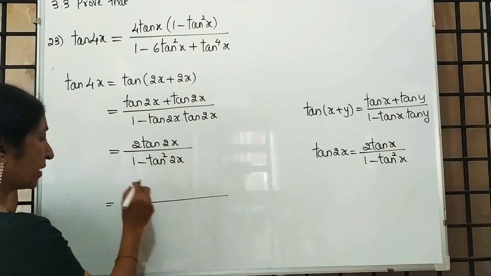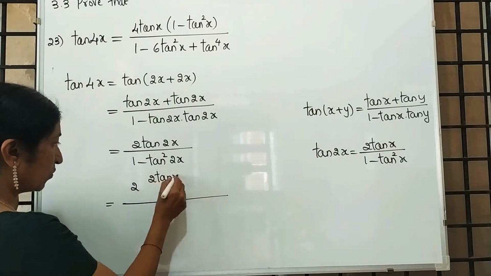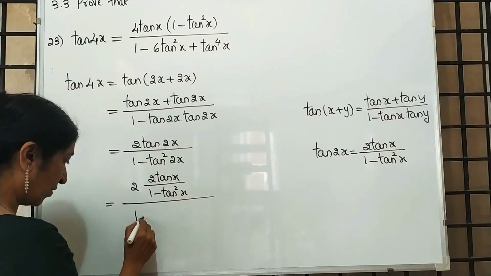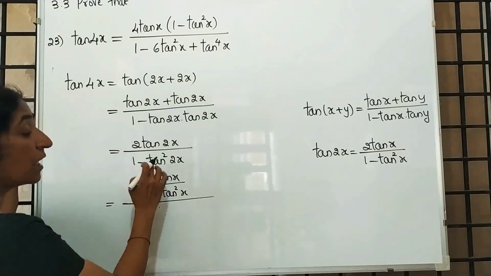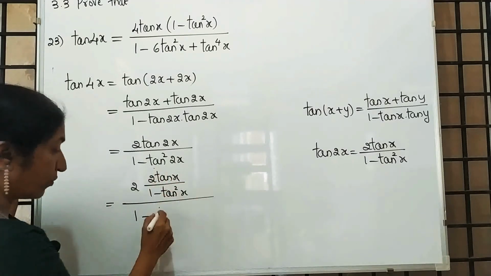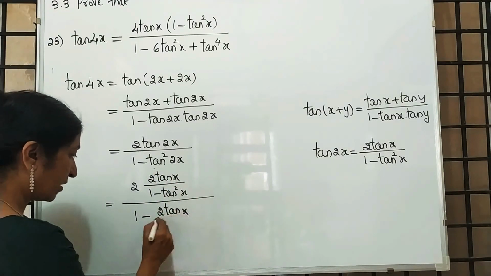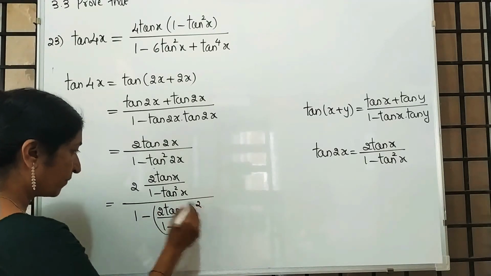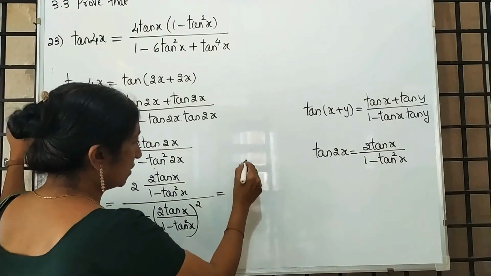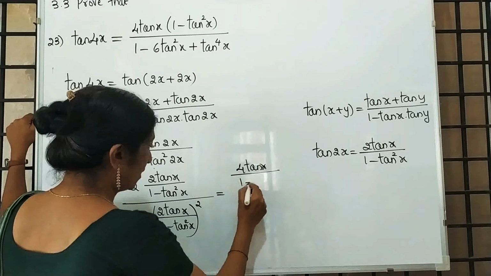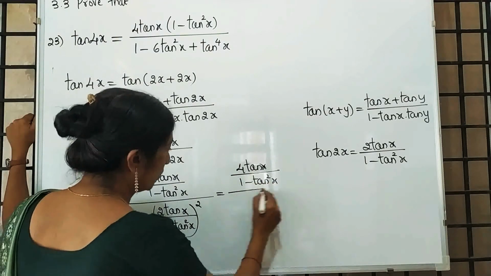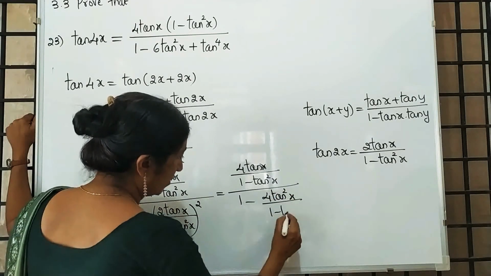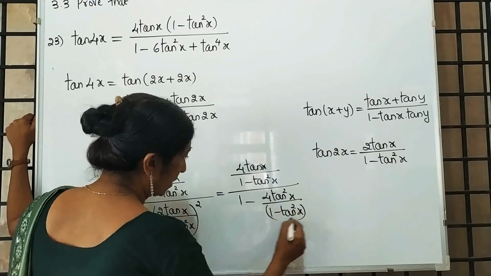Keep 2 as it is. Tan 2x is 2 tan x divided by 1 minus tan square x. Tan square 2x is tan 2x whole square, that is 2 tan x divided by 1 minus tan square x whole square. Numerator I kept as it is, 4 tan x divided by 1 minus tan square x, whole divided by 1 minus 4 tan square x upon 1 minus tan square x whole square.